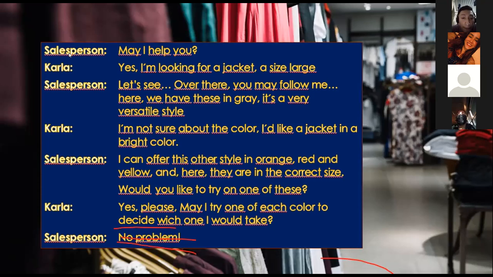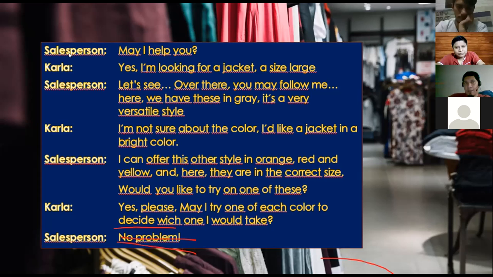May I help you? Yes, I'm looking for a jacket, a size large. Let's see, over there, you may follow me. Here we have this in gray. It's a very versatile style. I am not sure about the color. I like a jacket in a bright color. I can offer this other style in orange, red or yellow. And here they are in the correct size. Would you like to try one of these? Yes, please. May I try one of each color to decide which one I will take? No problem.